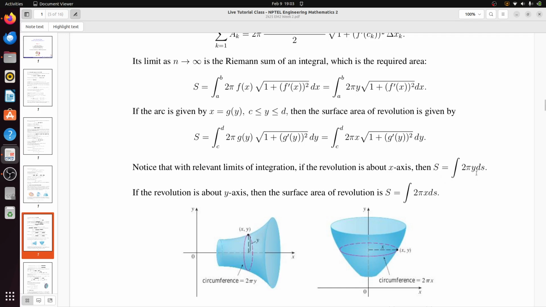ds is the arc length. You know arc length. 2 pi y ds. And if your rotation is about the y-axis, that will be 2 pi x ds. I am giving you 2 to 3 minutes. Just read this statement. I will not go through the derivation part. I will upload the notes, and from the notes you can go through the buildup of the process.